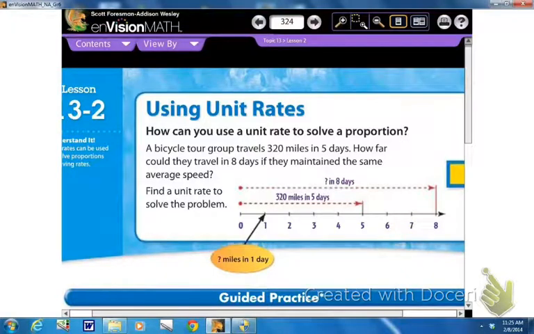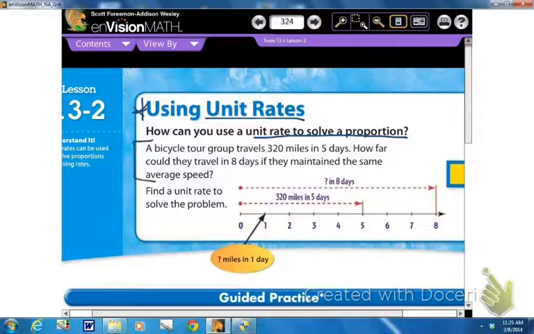All right, let's look at 13-2 on page 324. We are still solving proportions, but this time we're going to be using unit rates. We've done unit rates before, so think back to that, and we're going to apply this to solve a proportion. So how can you use a unit rate to solve a proportion?